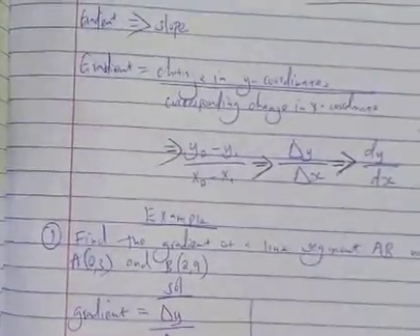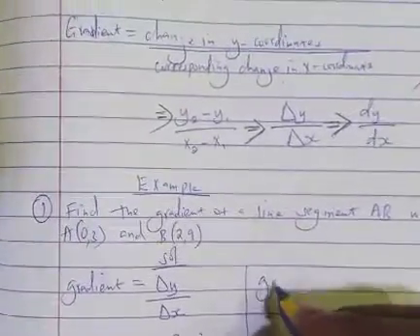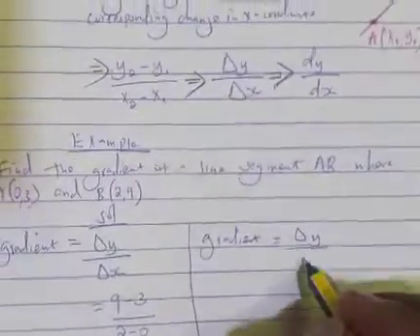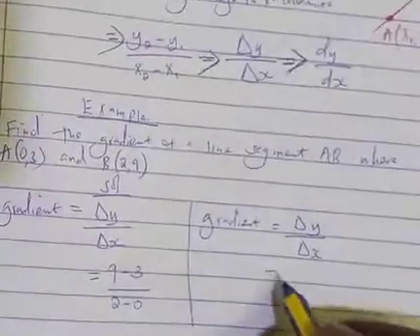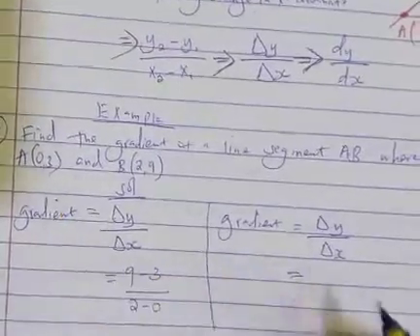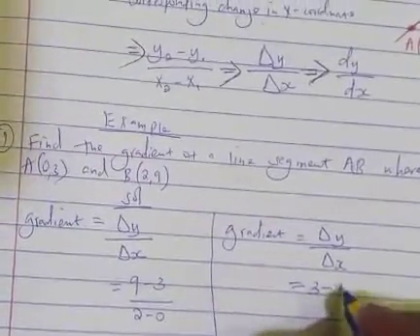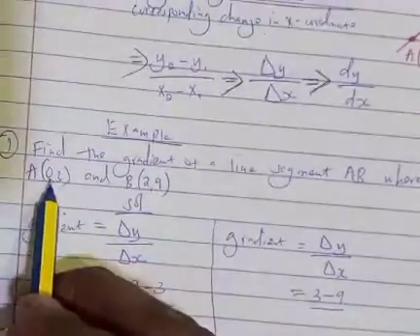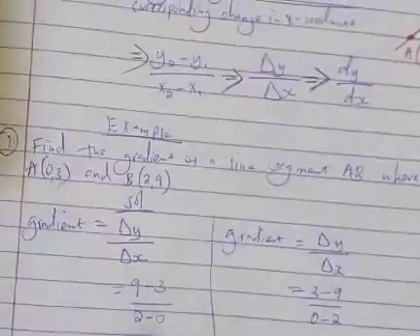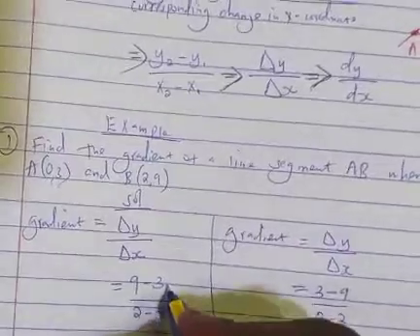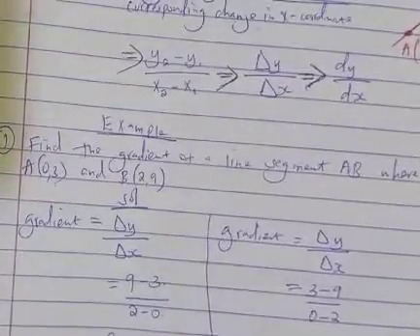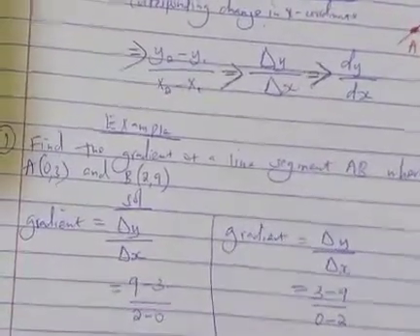Or another student can do this, can say gradient is the same as change in y over change in x. So another student can decide to start with 3, which is still the same. So 3 minus 9 over, starting again with 0 now, 0 minus 2. So this one is the same as 9 minus 3 is 6. 2 minus 0 is 2. And then we have a final answer as 3.